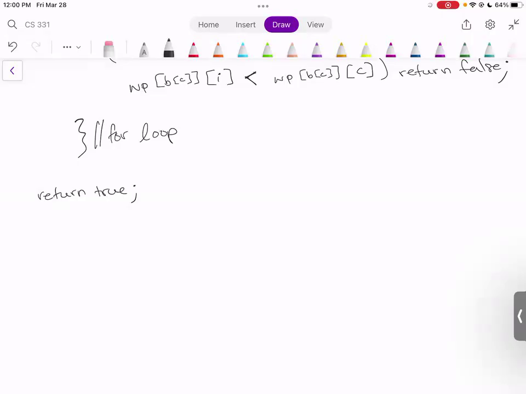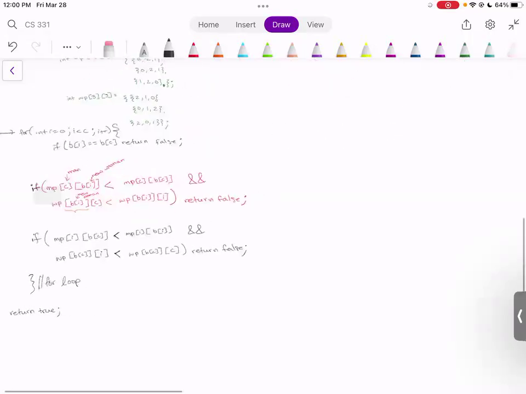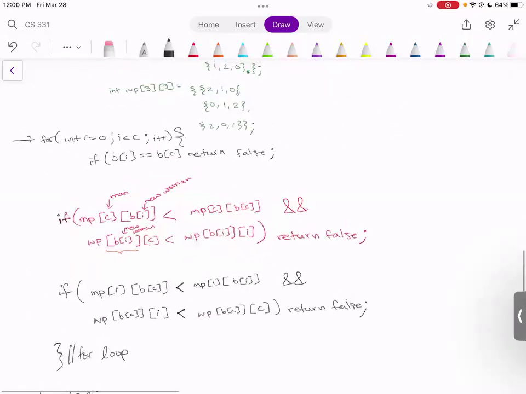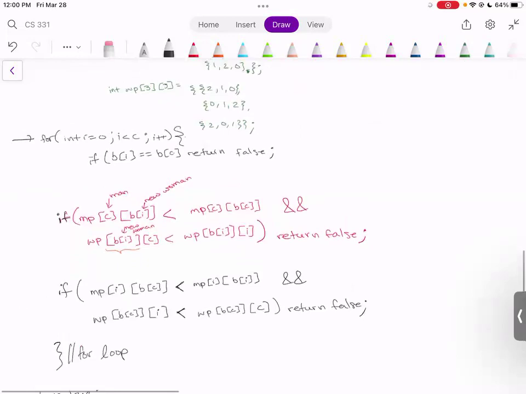Wait, I have a question. Could I put these three if statements into one big if statement? They all return false. If you can.